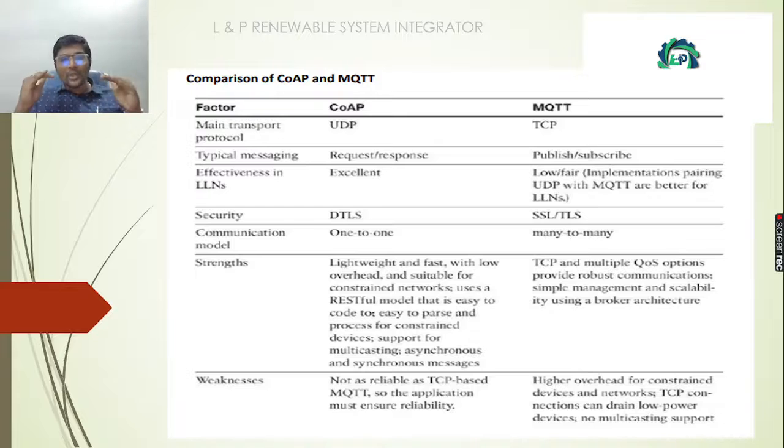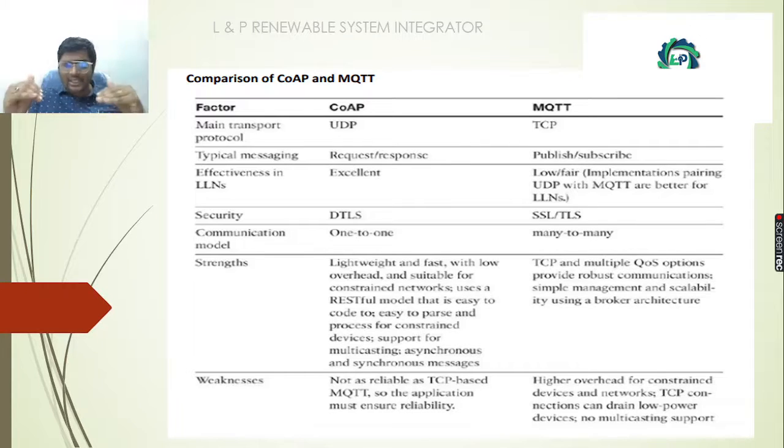Now we need to get into the strengths and weaknesses of COAP and MQTT. COAP is lightweight and fast. It has a low overhead. It is suitable for constrained networks. It is supported by multicasting. Also, asynchronous and synchronous messages can be done with the help of COAP. Whereas in the case of MQTT, it is TCP with multiple QoS options. It provides robust communication, simple management, and scalability using a broker architecture.